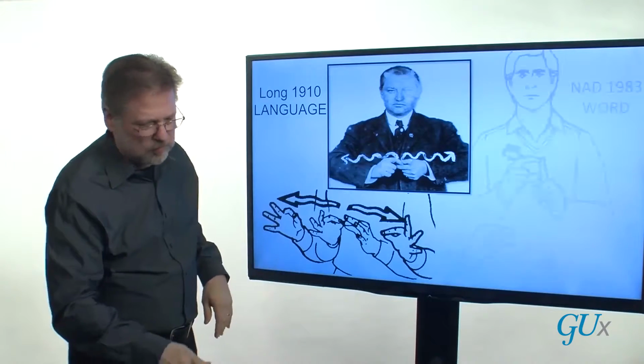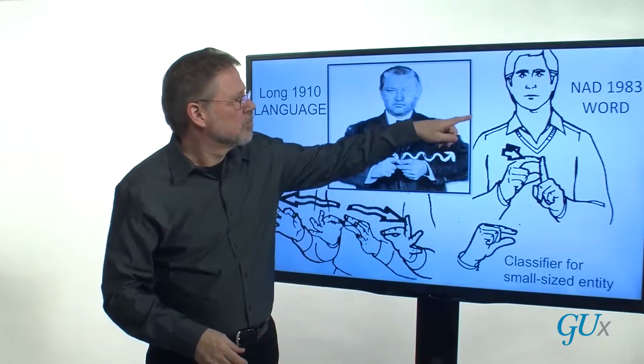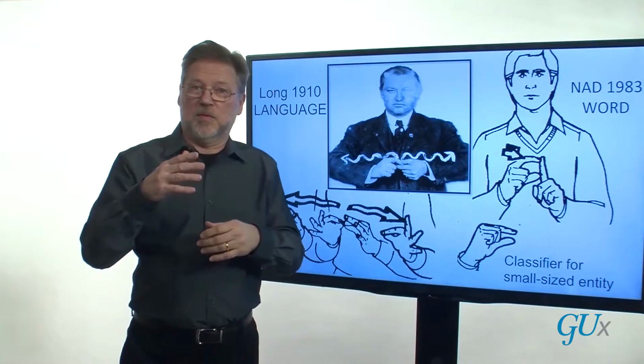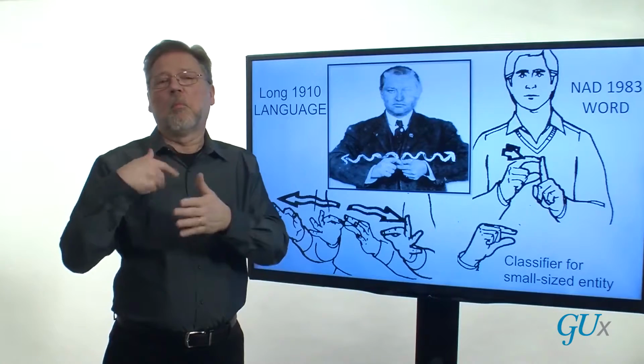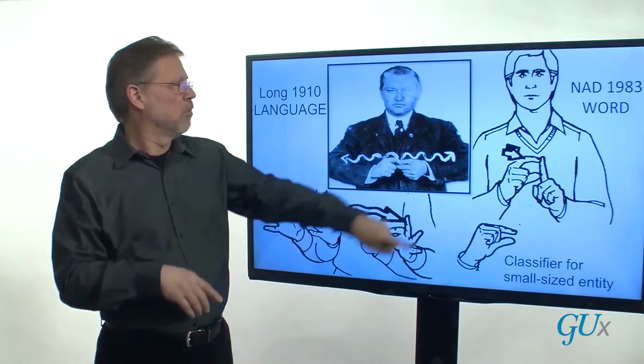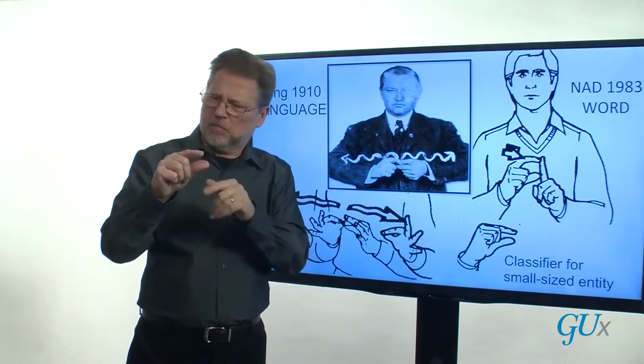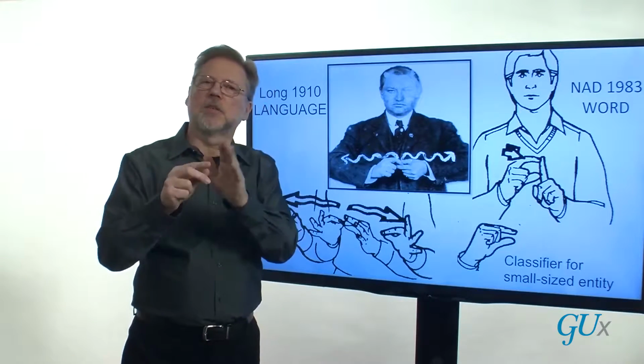Look at this next image. The NAD's 1983 publication has this hand shape in the entry for word. You'll need to know the sign for word. I've already used it in my lectures, and it's the same as this entry. Here's the form. But this hand shape is not the letter G.